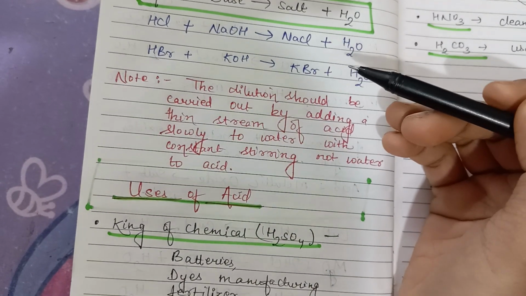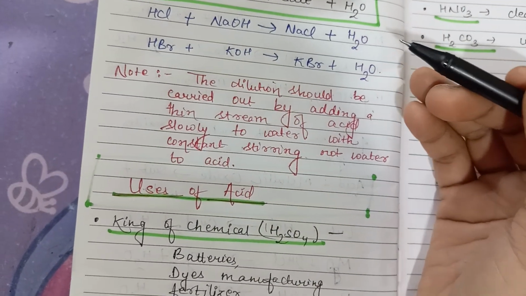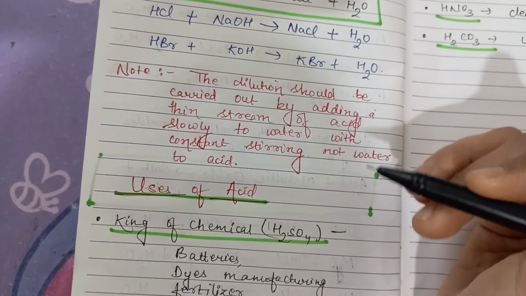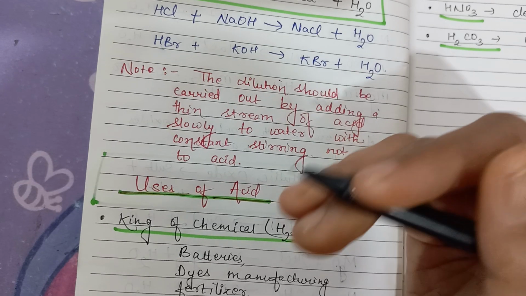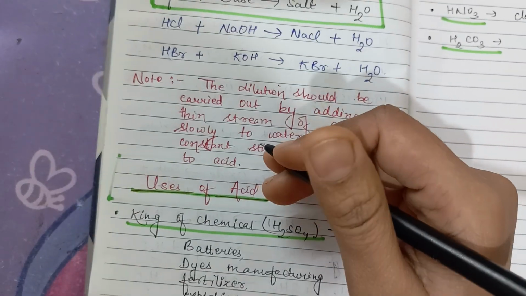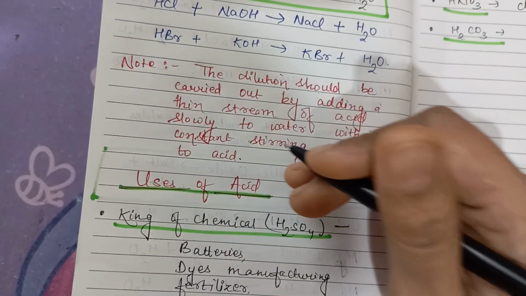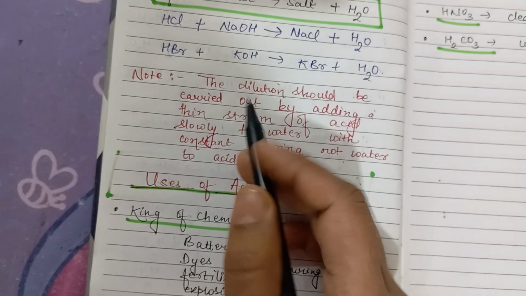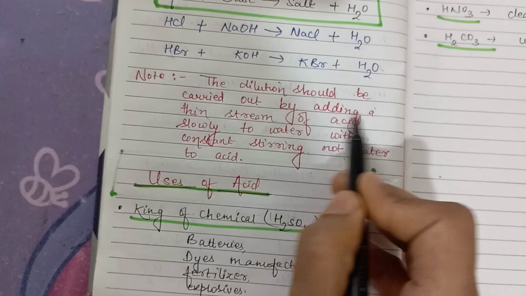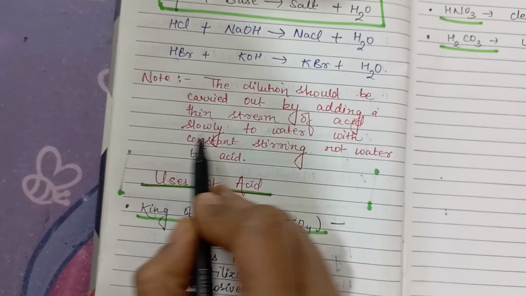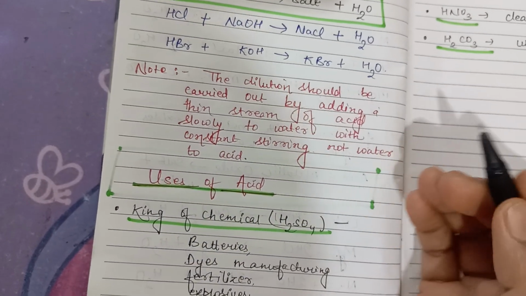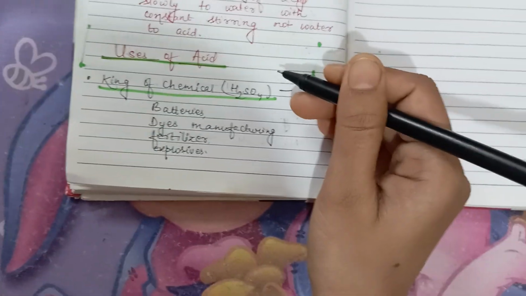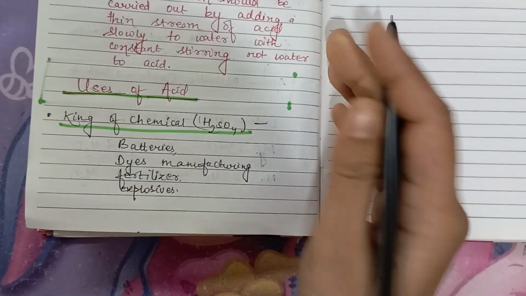Now, when we are diluting the acid, we don't mix water in the acid, because this is a highly exothermic reaction. Rather, the dilution should be carried out by adding the acid in a thin stream slowly to water with constant stirring. Okay, now let us move to the end part of this video, and we'll discuss the uses of the acid.